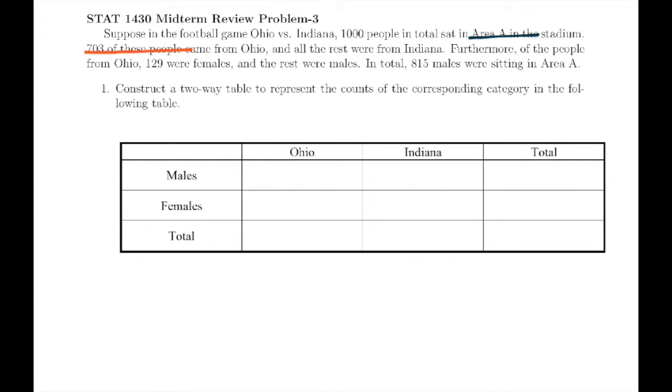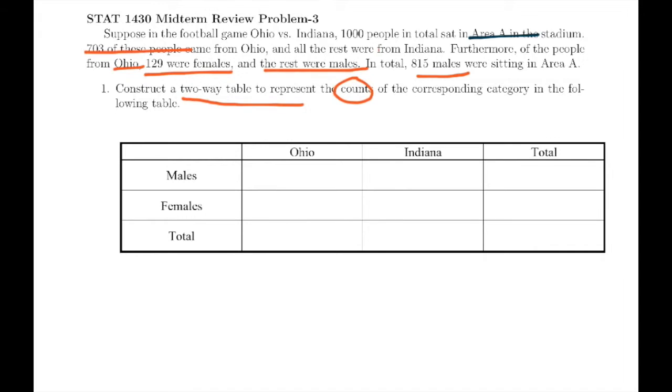And furthermore, we know that of the people from Ohio, 129 were females, and the rest were male. And also in total, we know that 815 males were sitting in area A. So in the first part, we want to construct a two-way table to represent the actual count of the corresponding category in the table.